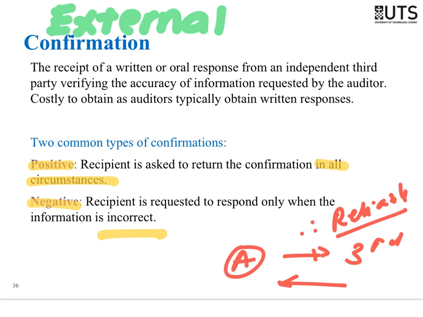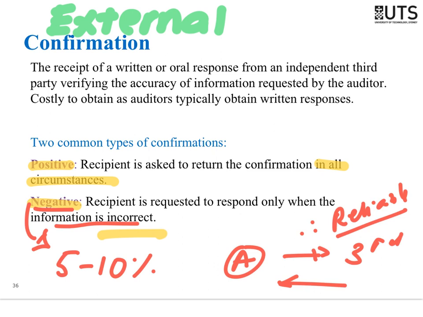Here's my question. With the negative form, there's a limitation. With the negative form, we want them to respond to us if the information is wrong. So if they don't respond to us, what are we assuming? That it's right. Now, is that going to be true all the time? Not really. No. You know why? The biggest limitation, even though this is the most reliable form of evidence, is we hardly get them back. We send them, we just don't get them back. In practice, it's only between 5 to 10% of confirmations we send that actually come back to us. As a result, this one is flawed. Why? Because you cannot assume that the information is correct just because they don't get back to you. Why? Because they rarely get back to you.